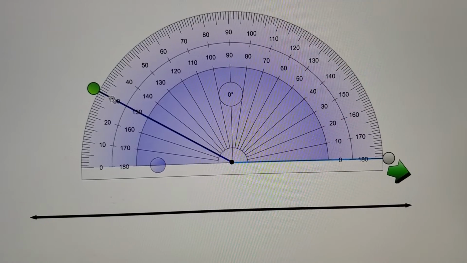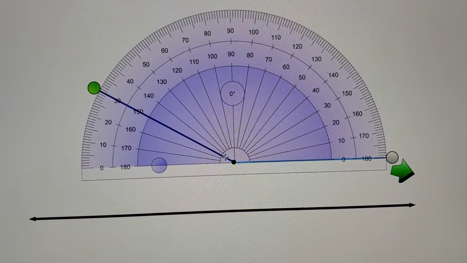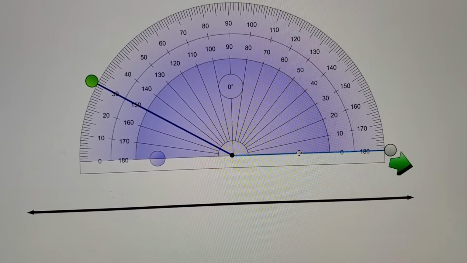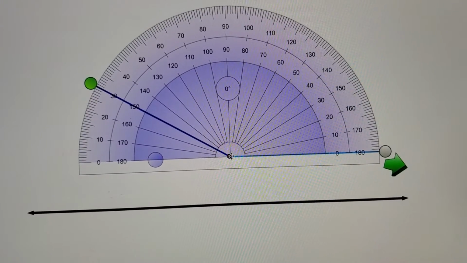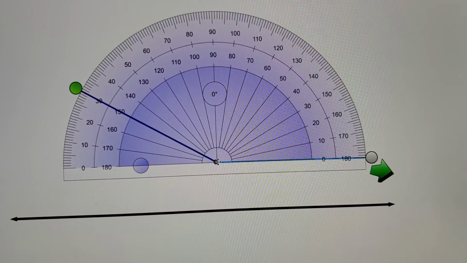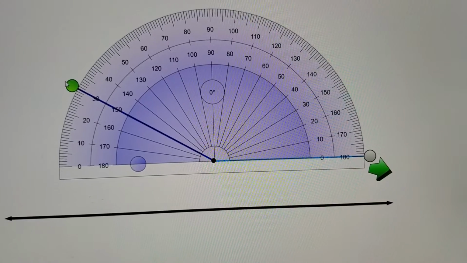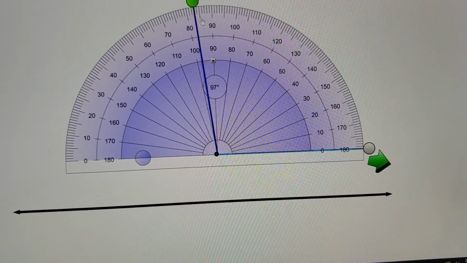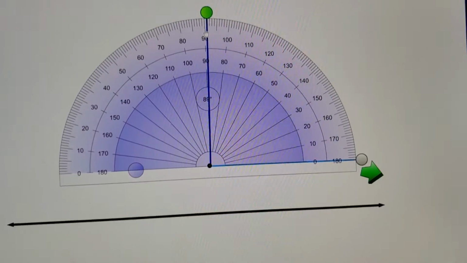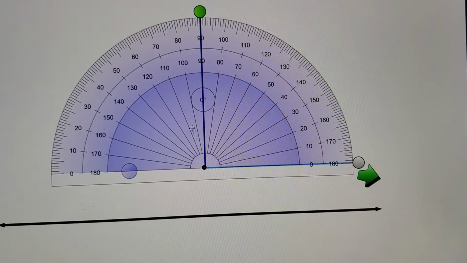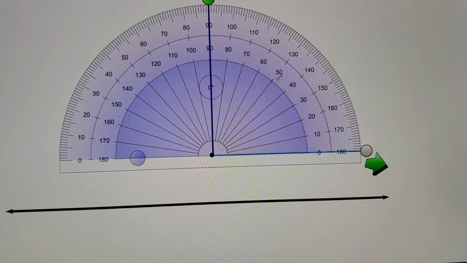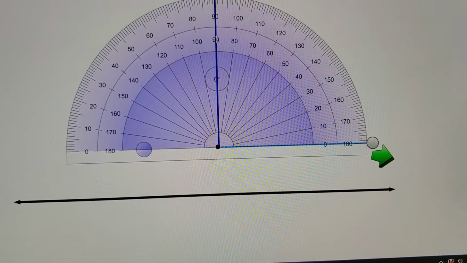Why is it not 30? Because this is an obtuse angle and it has to be more than 90 degrees. Again, I can take this and put it all the way up to the 90, make me a 90-degree angle. And in this case, either number will work because they both say 90.